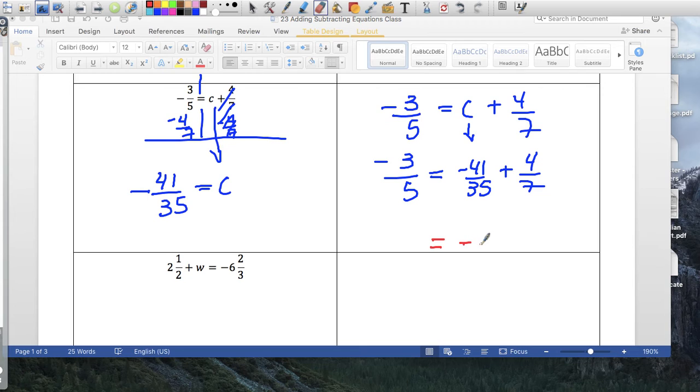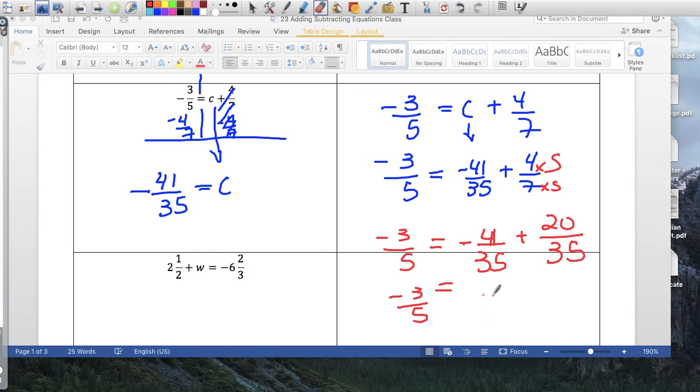Over here, it's going to be negative 41 over 35, plus I'm going to change the 7 to 35. So 7 times 5, so I'm going to do times 5, and we're going to get positive 20 over 35. Negative 3 over 5. So over here, it's going to be something over 35. And if you think of the top, it's negative 41 plus 20.